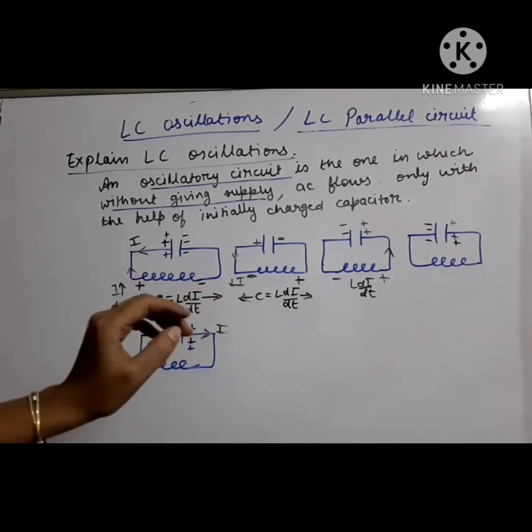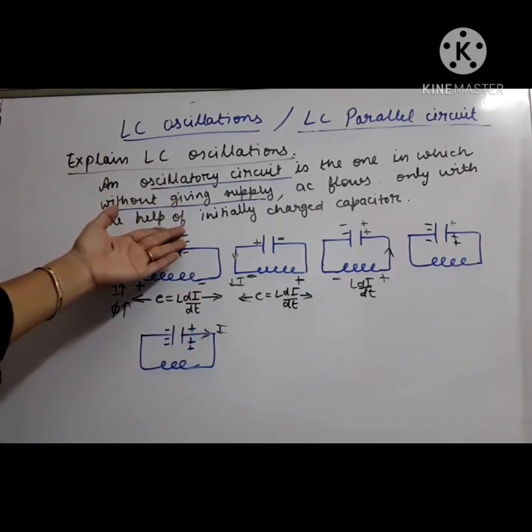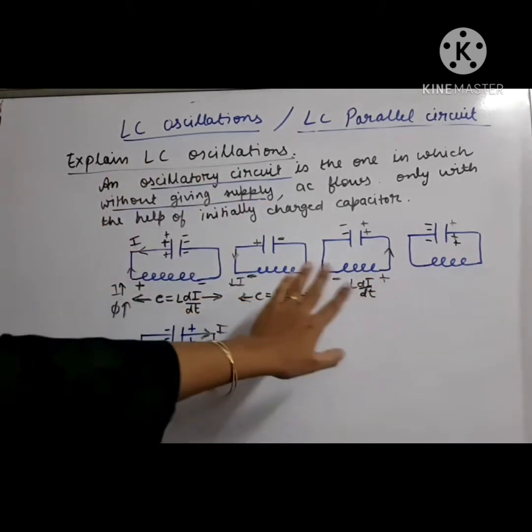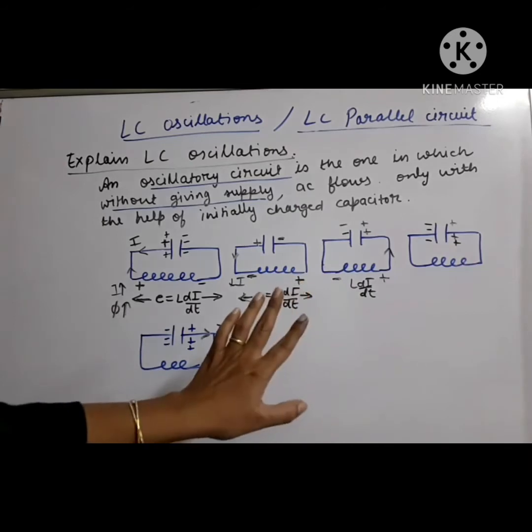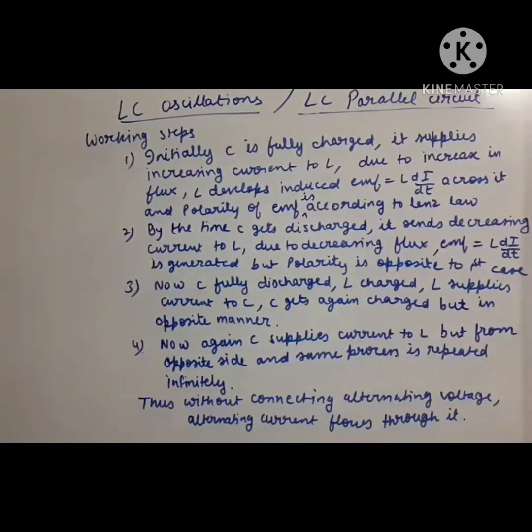And this current can infinitely flow in the circuit, because once C is becoming supplier of current and then L is becoming supplier of current. So without any AC voltage connected, the AC current is flowing in the circuit. Okay, let us understand the working steps. We will just repeat all those steps.